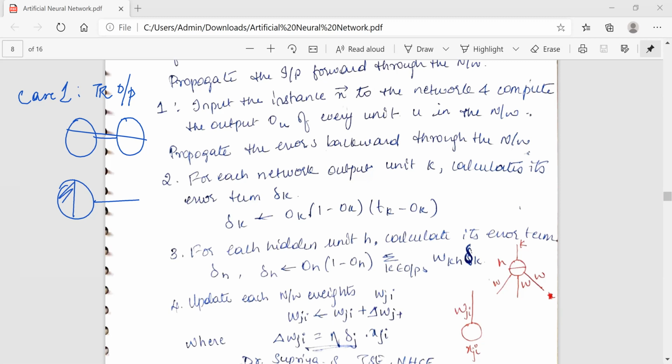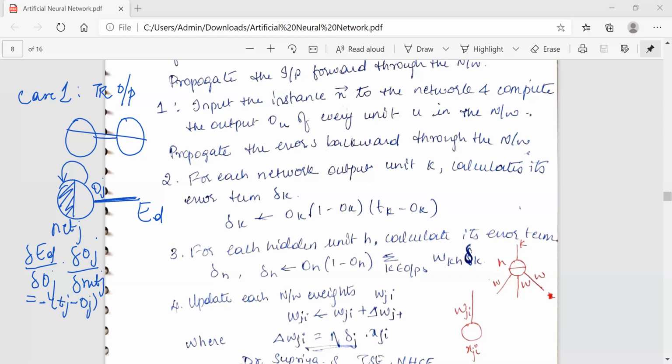To get the value of it, we did a derivation in the previous class, which is ED with respect to OJ, and this was net J, right? We performed the operation from ED: delta ED with respect to delta OJ, that is the first block, and the second term is delta OJ divided by delta net J. This basically gave me the equation of minus (Tj minus Oj).